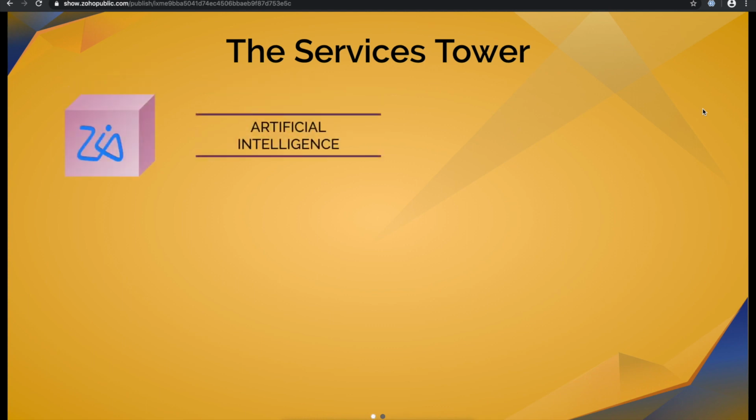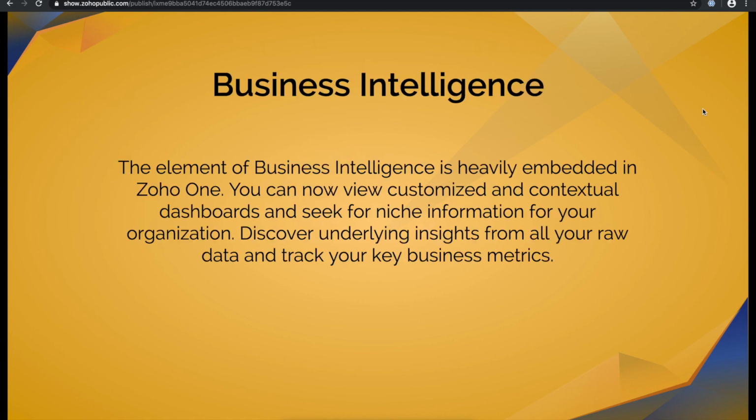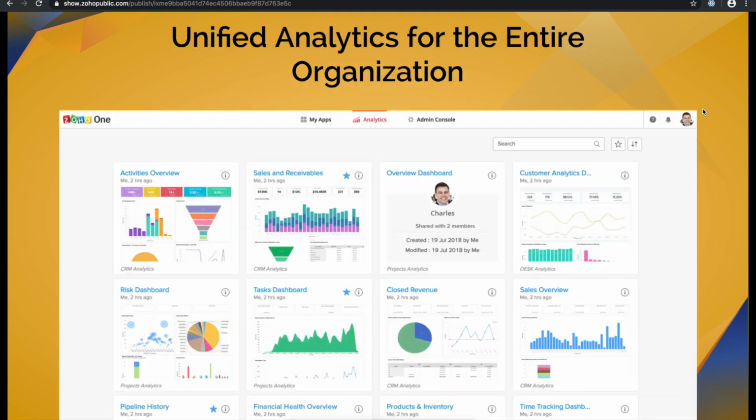After the artificial intelligence or the Zia layer of the services stack, let's talk about the business intelligence aspect. Business intelligence is an element which is heavily embedded in Zoho One. You can now view customized and contextual dashboards and seek niche information for your organization. Discover underlying insights from all your raw data, and you can also track your key business metrics. Let's look at the UI of the product.